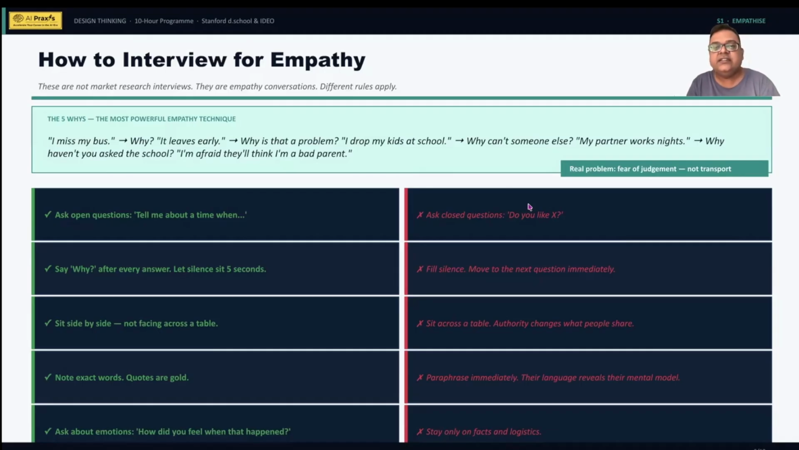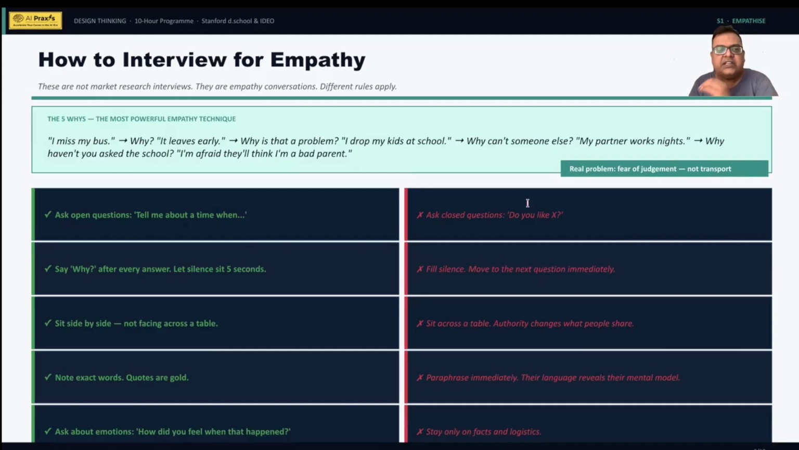And that's why design thinking uses one of the simplest and most powerful techniques called the 5 whys. Although this technique was in fact originally developed by Sakichi Toyoda at Toyota for root cause analysis, design thinking uses it to uncover the deeper emotional and human reasons behind people's behavior.